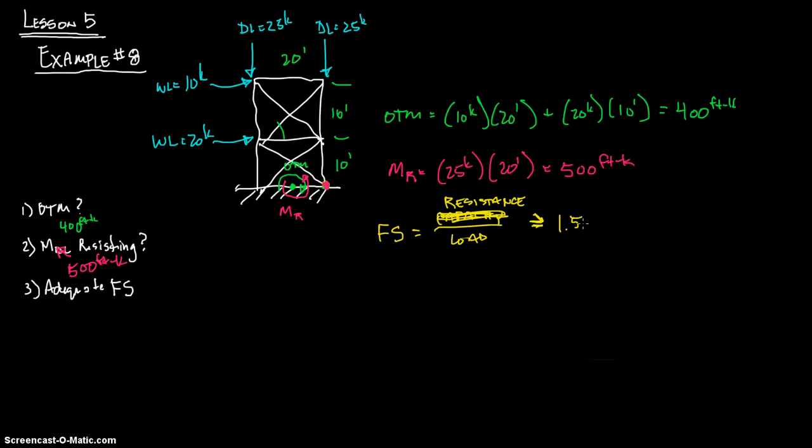Okay, so let's figure out what we have. I'll change colors one more time. We'll do our resistance over our load. We said that the resistance is 500 foot kips. That's our resisting load. Let's say factor of safety equals 500 over 400, which is our load, our overturning moment, equals 1.25. All right, is this greater than 1.5?